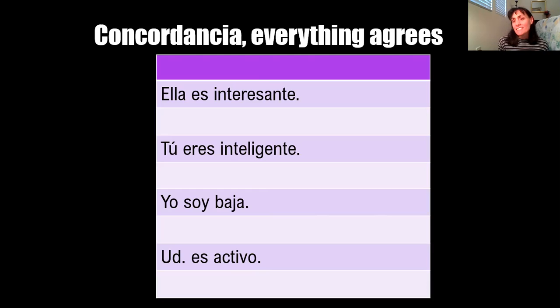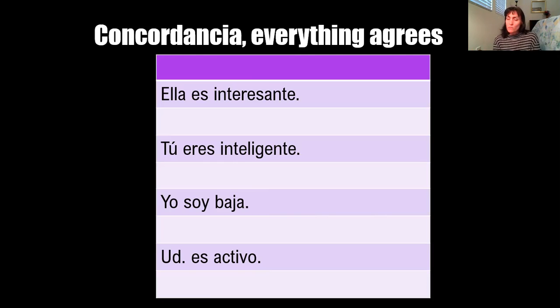All right, tú eres inteligente, you are intelligent. Now to make you plural, you have two choices. If you're from Spain, you'll go from informal singular to informal plural. So you'll go from tú to vosotros. Tú eres inteligente would be vosotros sois inteligentes. But in Latin America, nobody uses vosotros much. So instead of going from tú to vosotros, they'd go from tú to ustedes, which is a plural you, only it's the formal plural you. You could say ustedes son inteligentes.